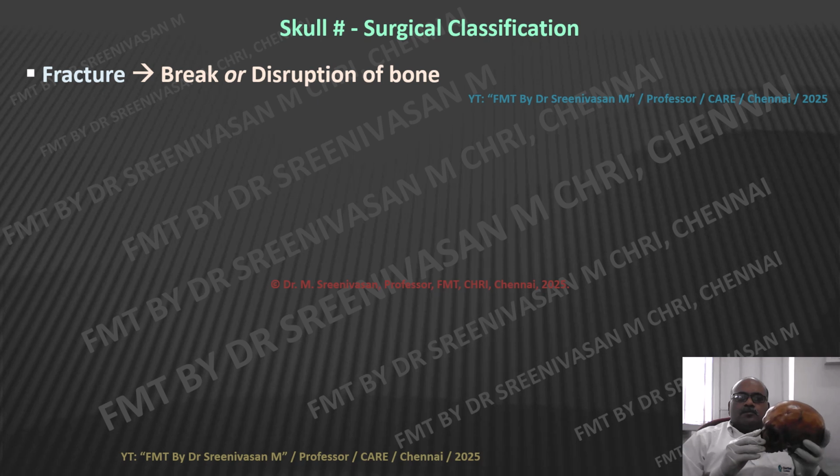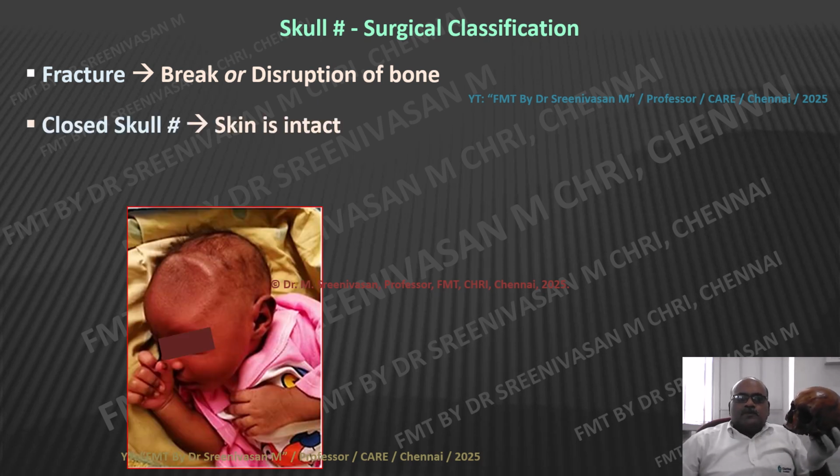Fracture means break or disruption of the bone. According to surgical classification, there are two types of skull fractures. One is the closed skull fracture, where the skin is intact. Here, as you are seeing in this newborn baby, there is a congenital depressed fracture, but the overlying scalp is intact here. This is an example for closed skull fracture.